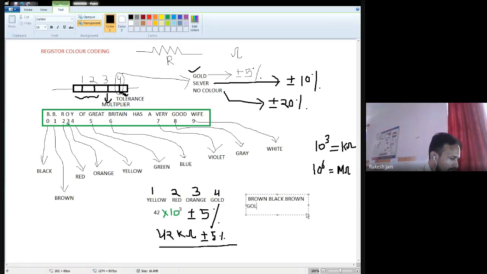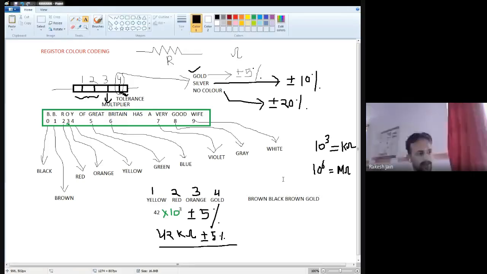Brown, black, brown and gold color bands are this one. So which one is the first, which one is the second, which one is the third, and which one is the fourth? You can easily understand that gold is always my fourth. Gold or silver is always the fourth color. It means the opposite side is first, then this black color is second, then this brown is third.